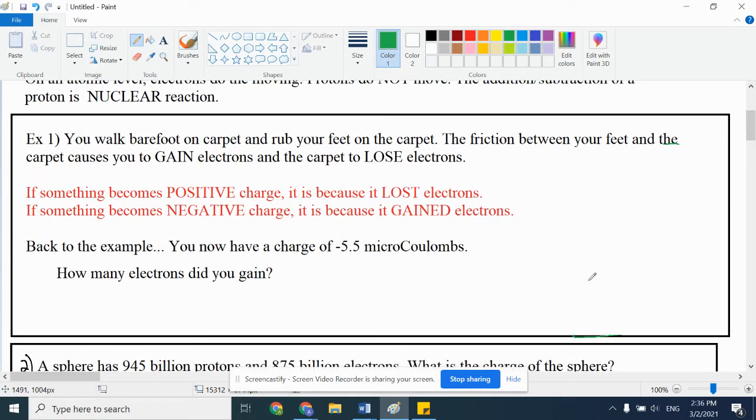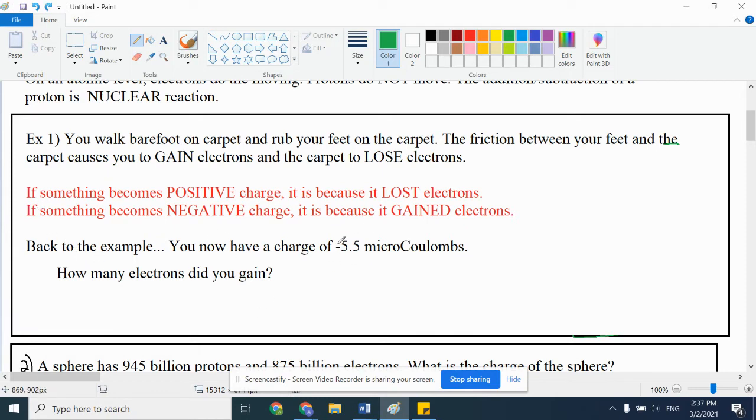Let's take a look at our first example. Let's imagine you're walking barefoot on the carpet and you rub your feet on the carpet. This will build up a static charge on you, and that's why if you touch a doorknob, you'll sometimes get a shock. The friction between your feet and the carpet causes you to gain electrons and the carpet to lose electrons. So I want to point out, if something becomes positive in charge, it's because it lost electrons. And if something becomes negative in charge, it's because it gained electrons.